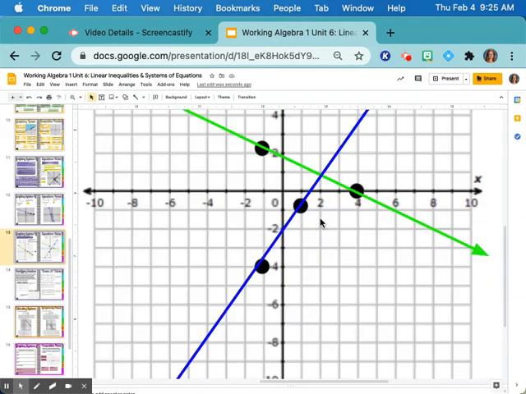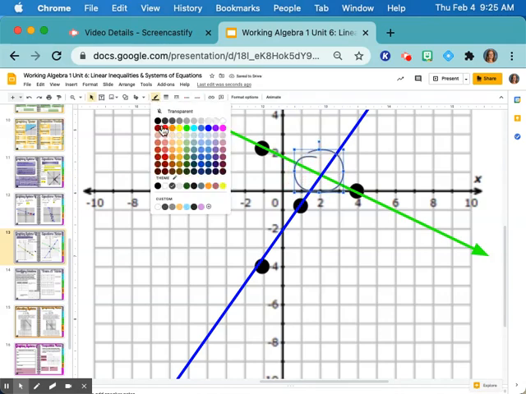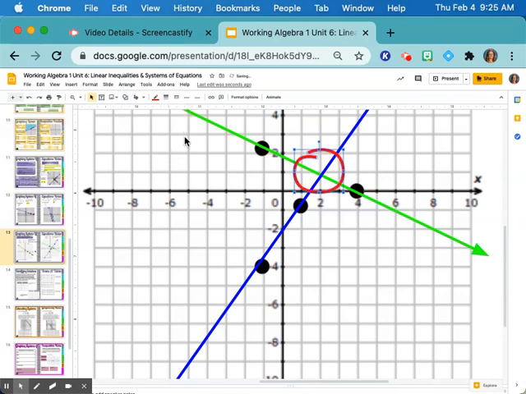Okay, I'm going to zoom in. There's my point of intersection. So let's do a little scribble over it. What is that close to? It's close to 2, 1, but is it exact? It's not. So what we have to do is put it in the calculator and find our exact solution.